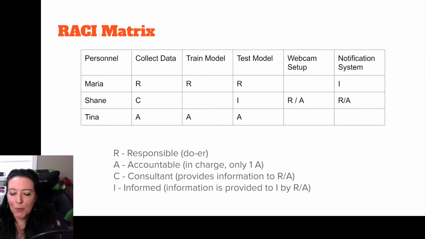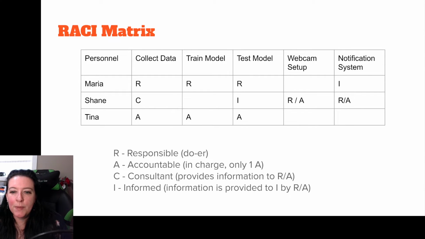Now, accountable, this is the person in charge. So for collecting data, Tina is going to be accountable. So Tina is the one who gets blamed if this doesn't get completed. You should only have one A per activity, one person who is ultimately accountable. So you can have multiple R's, but you should only have one A.